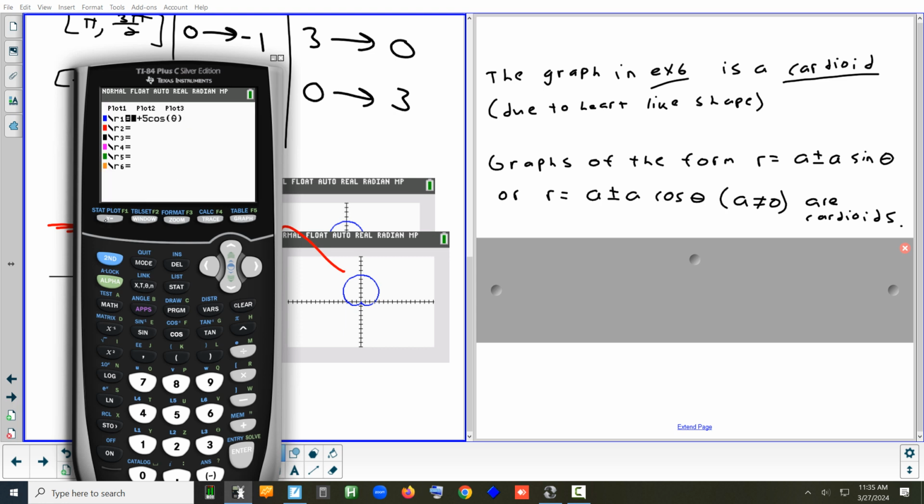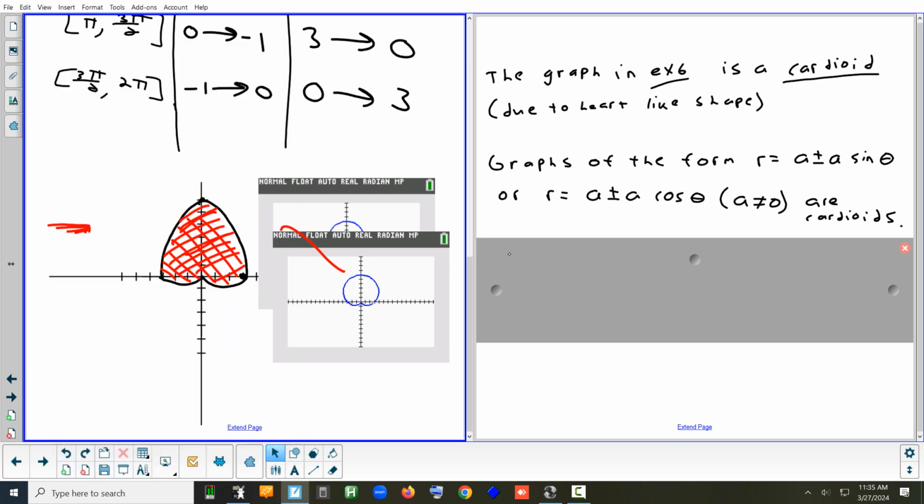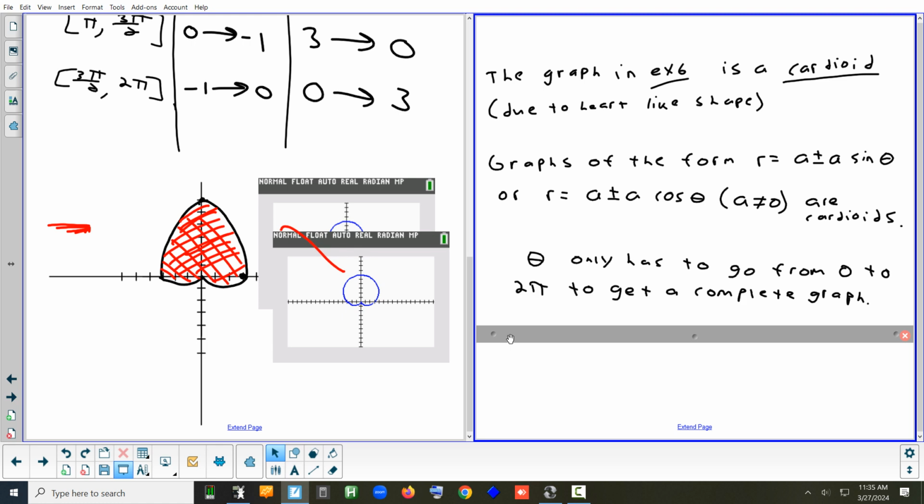If you reverse it and you make the first number bigger and the second one smaller, I think it starts to make the indentation on the heart less, and it starts to smooth it out. Yeah, so it doesn't dip in as much. All right, any questions on cardioids?